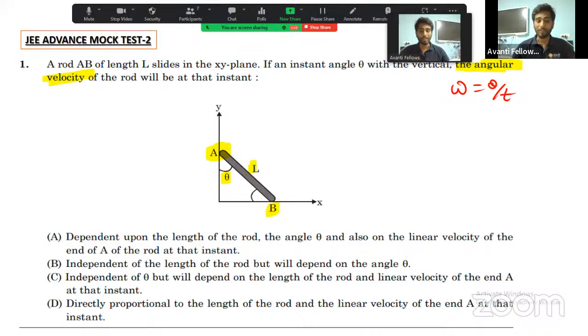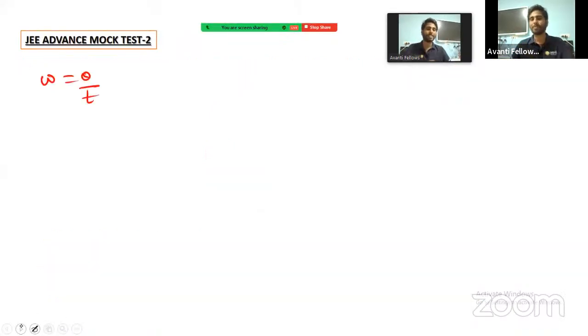So what we can do here is try to write the angular velocity in terms of linear velocity, like omega is equal to v by r, right? But here there is no r. Radius does not exist. Instead of radius, they gave the length of the rod. Length of the rod is nothing but L, hence it will become V by L.